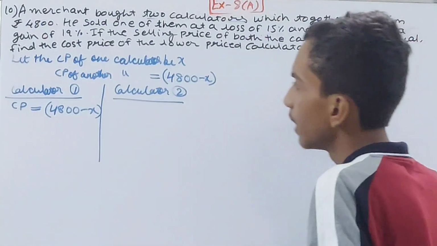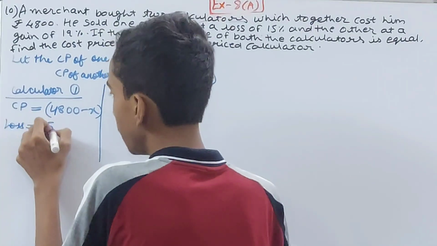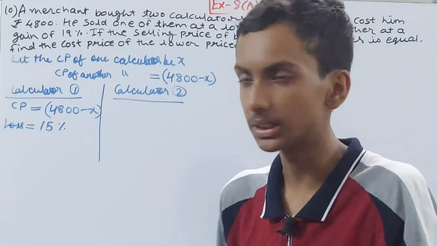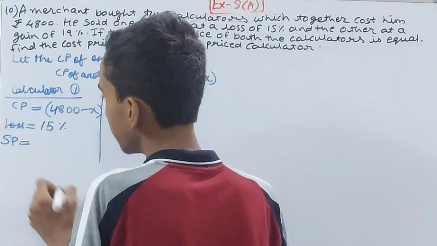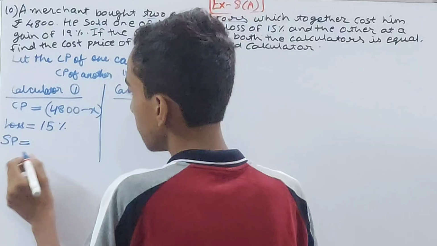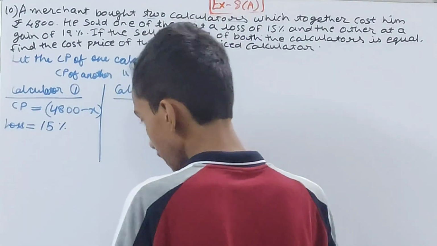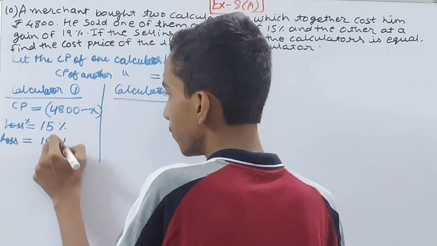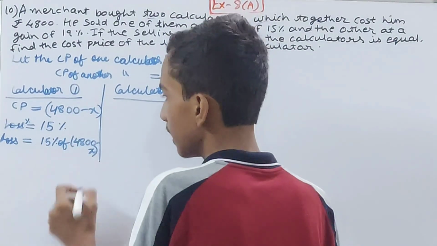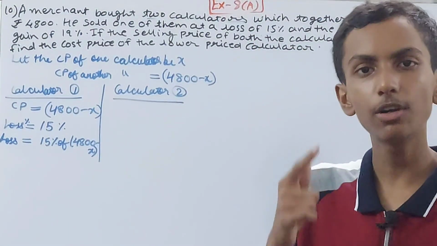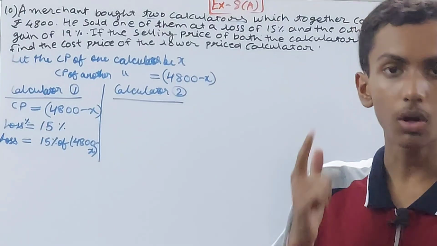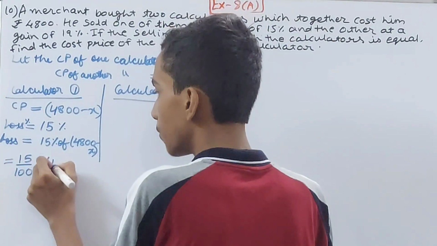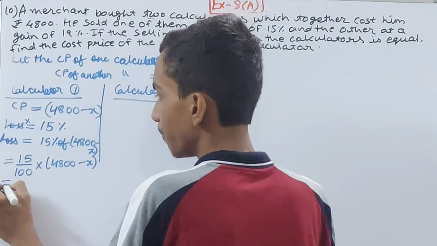Let's assign with this the loss of 15% one. So loss percent here will be 15%. CP is 4,800 minus X, and on this calculator there is the loss of 15%. Therefore we will calculate the selling price. Loss percent is 15%, so loss will be equal to 15% of 4,800 minus X, because loss is always calculated on cost price. That you can write as 15/100 into 4,800 minus X.